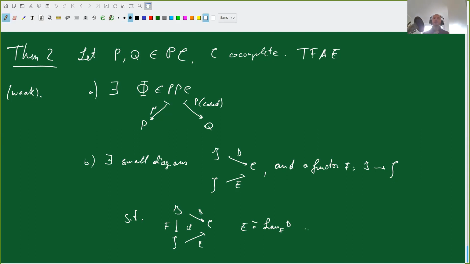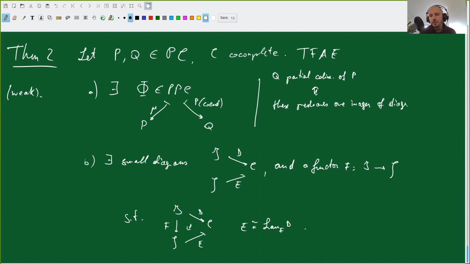Okay. So what does this mean? Intuitively, this means that Q is a partial colimit, partial weighted colimit, partial coend of P, if and only if these presheaves are images of diagrams which are one the Kan extension of the other, for the free co-completion monad. So of course, again, pointwise left Kan extensions.